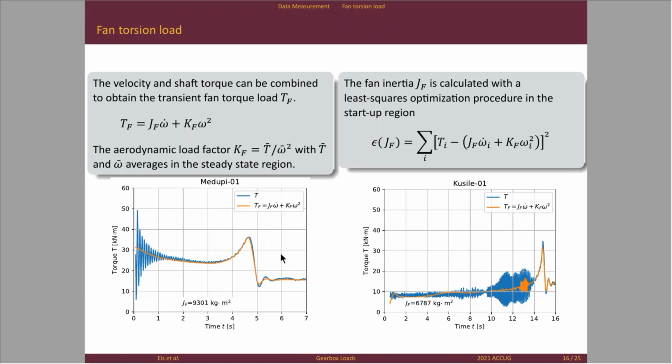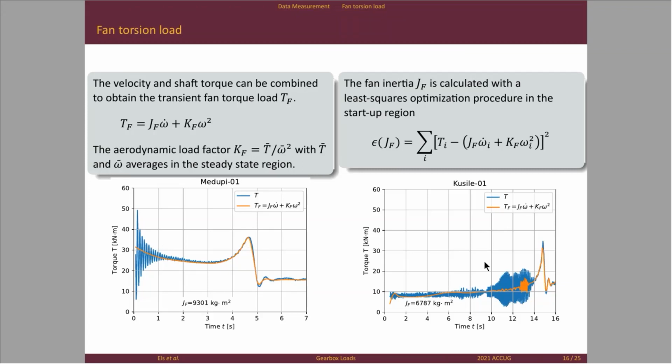So this is basically the effect of the fan on the gearbox. I would say the blue up and down is electric motor effects, and the inertia and aerodynamic load on the gearbox is this orange line.